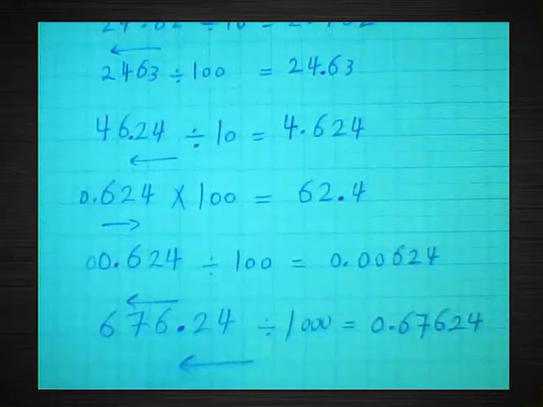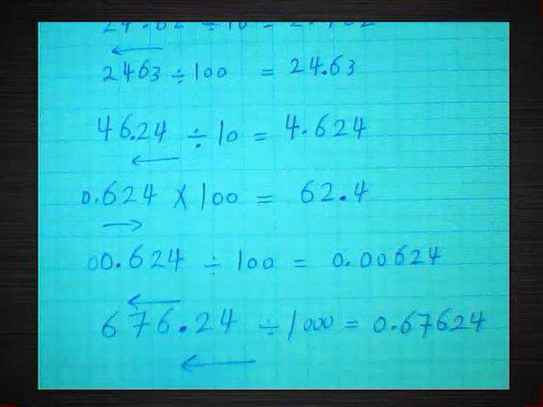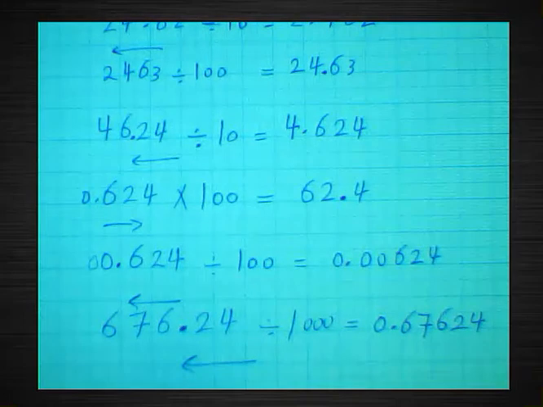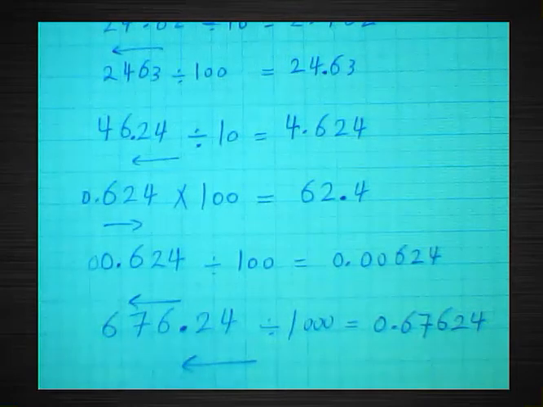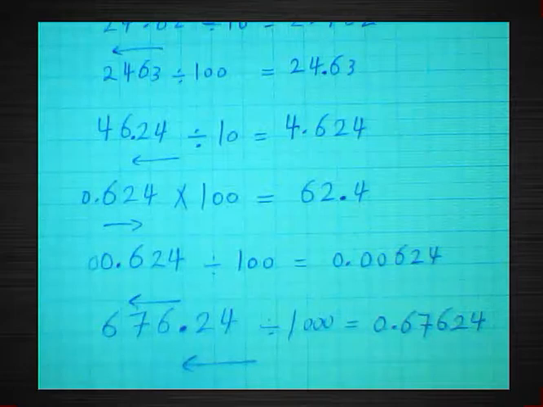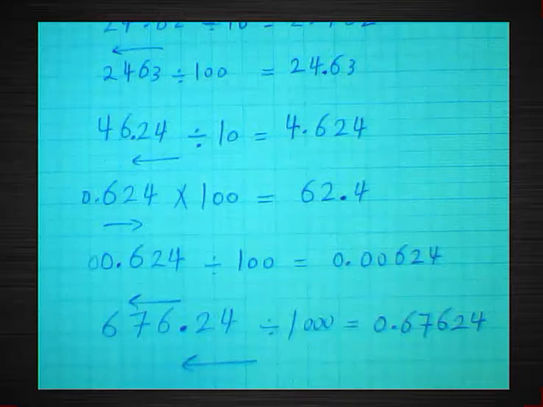So if we want to find the result by times 1000, we move the decimal 3 digits to the right. Times 100, move the decimal 2 digits to the right. Times 10, move the decimal 1 digit to the right. But if you want to find the result by dividing, you must move the point to the left-hand side. Divided by 10, move the decimal 1 digit to the left. Divided by 100, move the decimal 2 digits to the left. Divided by 1000, move the decimal 3 digits to the left.